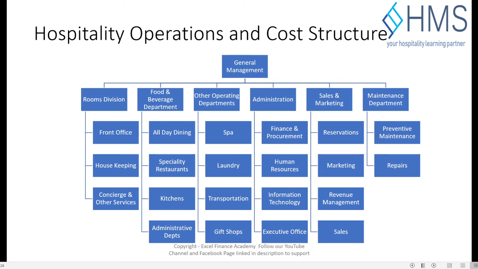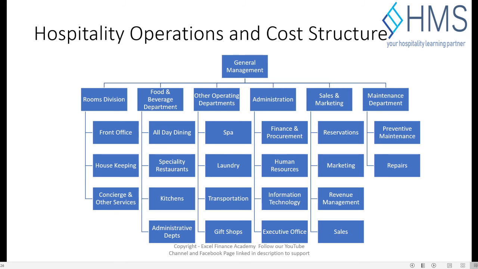Now there are three other departments which you see on the screen: administrative, sales and marketing, and maintenance, which are usually cost centers because they are not directly involved in servicing for revenue generation. For example, they are not serving the room, cleaning the room, or providing the F&B services. Their job is just to provide support services to the revenue departments.